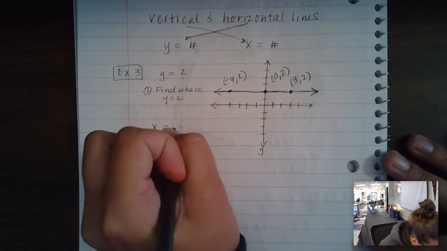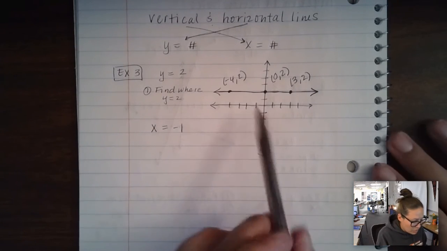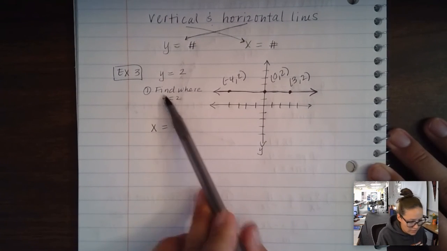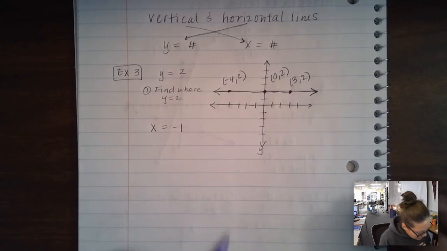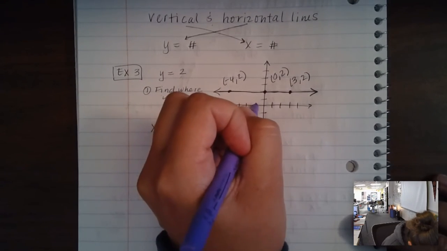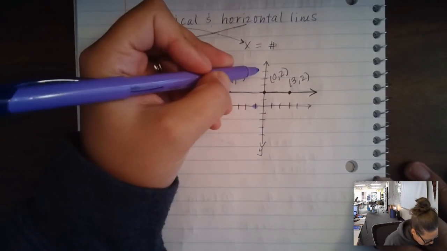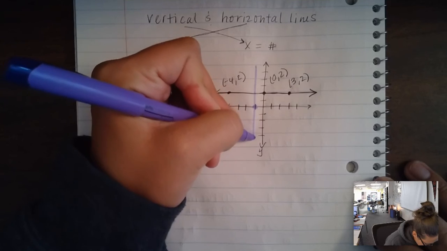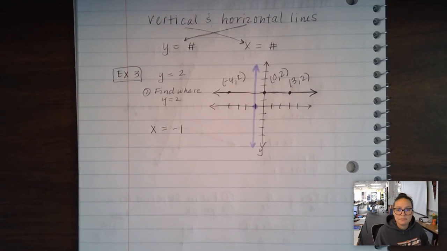All right, what does it look like if I have x equals a number? Let's say I have x equals -1. So similar to the first one, and I'll do this in a different color here. I'm going to find where x is -1. And then I'm going to draw a vertical line through that point.